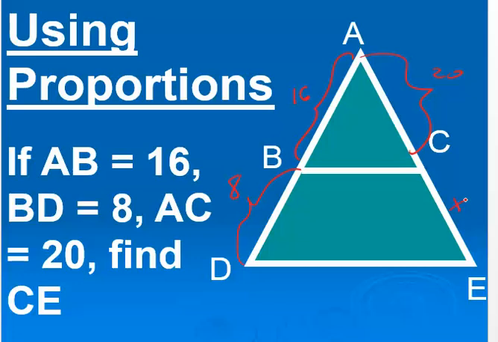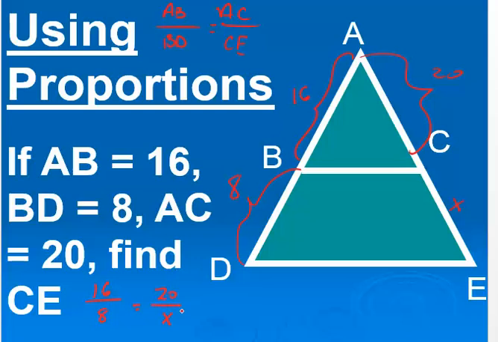Now we know that the sides of this triangle are proportional. So we're going to say that AB over BD, the top part of the left side over the bottom part, would be equal to AC over CE, the top part of the right side of the triangle over the bottom part. And we're going to use this to solve. So AB is 16, BD is 8, that's equal to AC is 20, and CE we don't know.